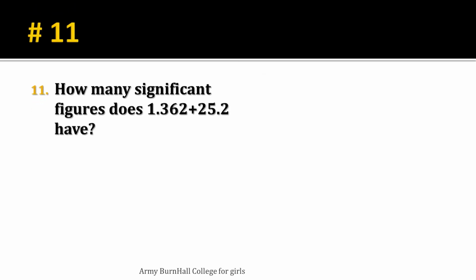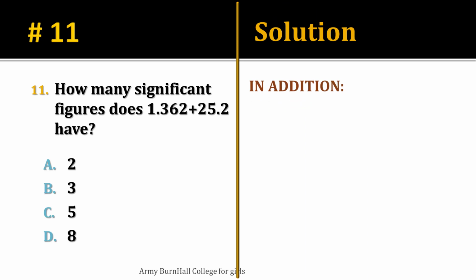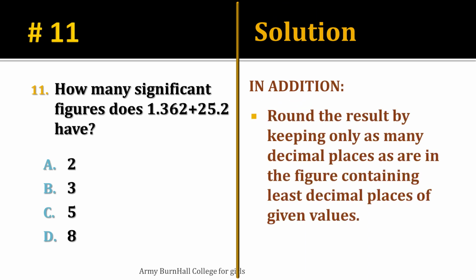Number 11, how many significant figures does 1.362 plus 25.2 have? 2, 3, 5 or 8. So there is no need to add these things. We can simply apply the rules of significant figures again: in addition, round the result by keeping only as many decimal places as are in the figure containing the least decimal places of the given values.